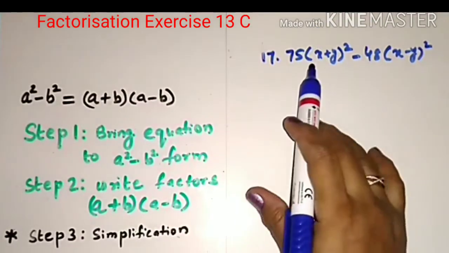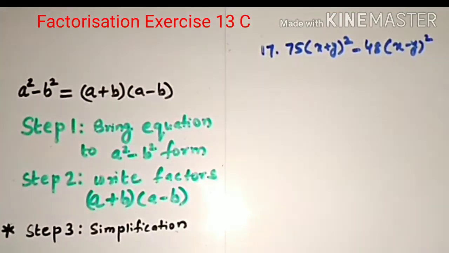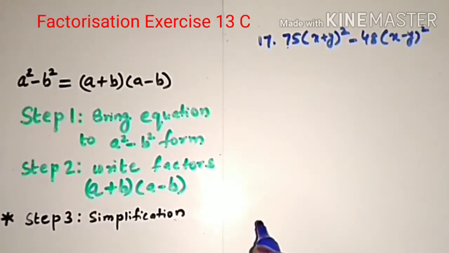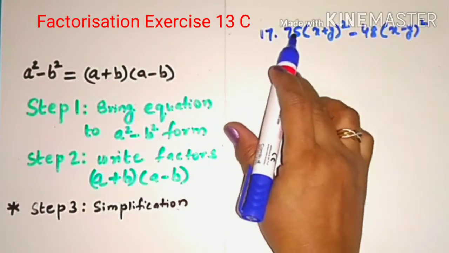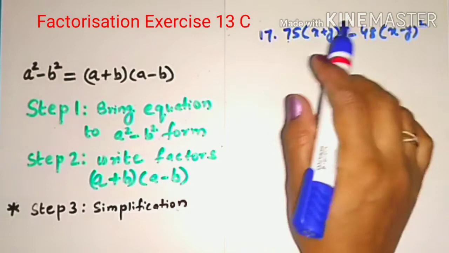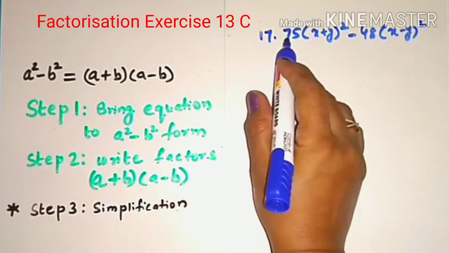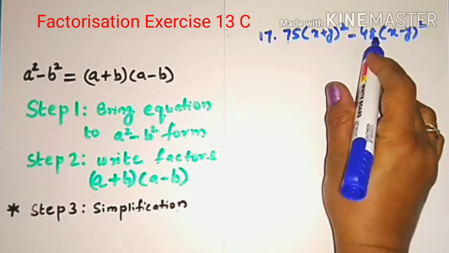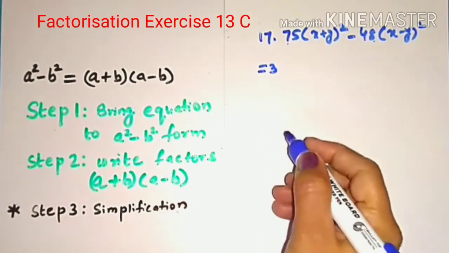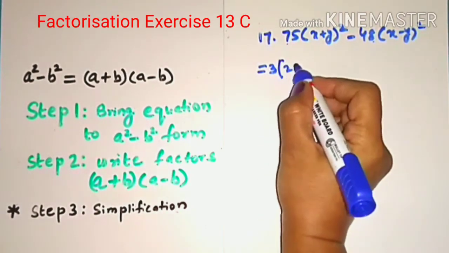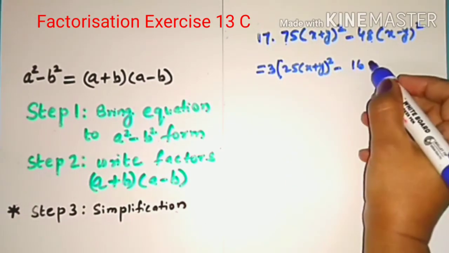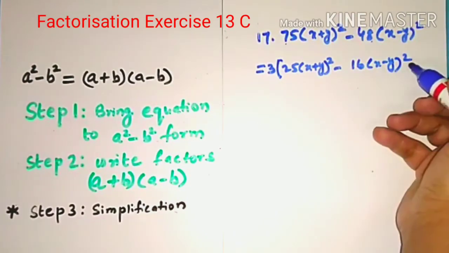17th sum. We have to write this in a square minus b square form. But the numbers given here, 75 and 48, are not perfect squares. You have to remember that you will take out something common from these two numbers and then they will become perfect squares. What is common in 75 and 48? They have factor 3. So we will take out 3 as common and write it as 25 (x plus y) whole raised to square minus 16 (x minus y) square.